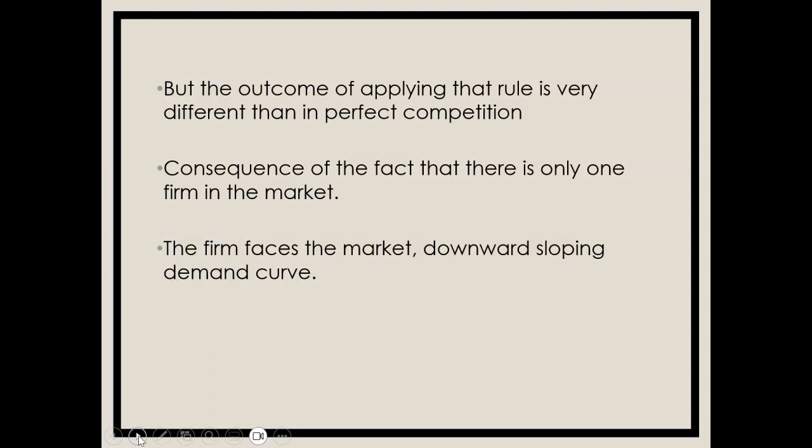But the outcome of applying that rule is very different in monopoly than it was in perfect competition. This is a consequence of the fact that there's only one firm in the market. And because there's only one firm in the market, that firm faces the market downward sloping demand curve.